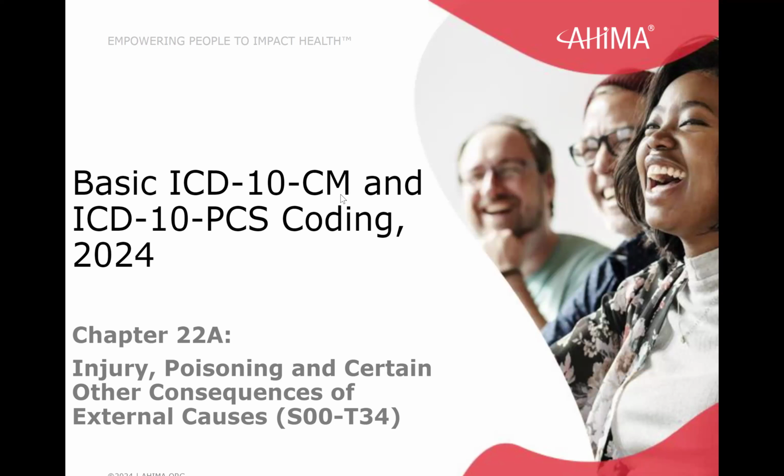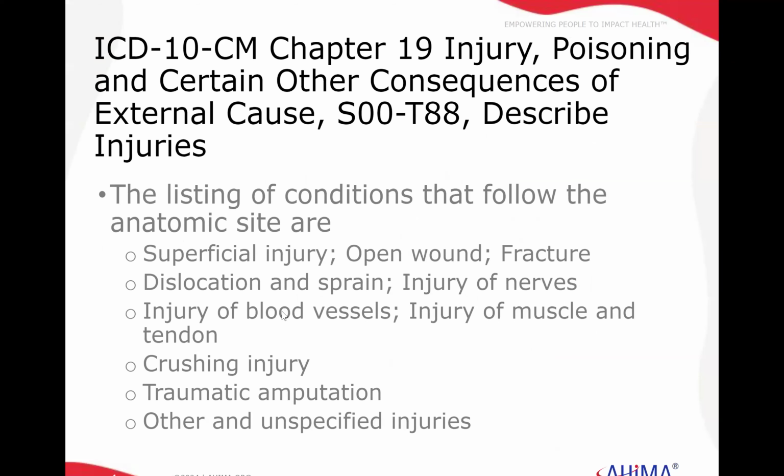Okay, hello again. This week, as discussed, we'll be coding injuries and poisonings. And again, these codes start with the letter S00 and go all the way through T34. Some of the conditions that we'll be coding here include such things as open wounds, fractures, dislocations, sprains, injury of nerves, injury of blood vessels, crushings, traumatic amputation, and others.